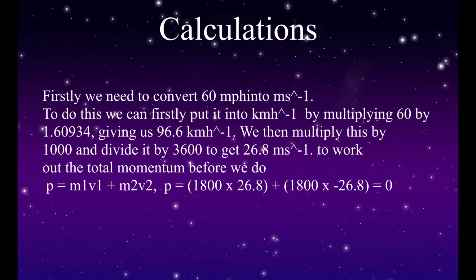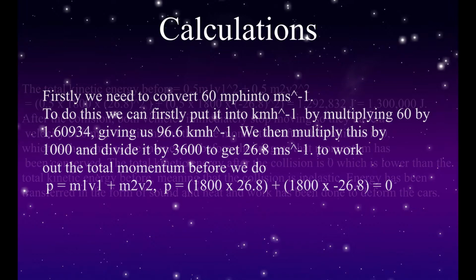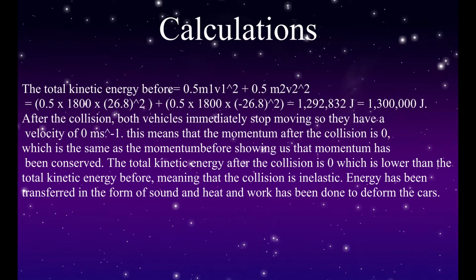To work out the total momentum before, we do P equals m1v1 plus m2v2. So substituting the values in, we get P equals 1800 times 26.8 plus 1800 times minus 26.8, giving us 0. The total kinetic energy before equals 0.5 m1v1 squared plus 0.5 m2v2 squared. After the collision, both vehicles immediately stop moving, so they have a velocity of 0 meters per second. This means that the momentum after the collision is 0, which is the same as the momentum before the collision, showing us that momentum has been conserved.